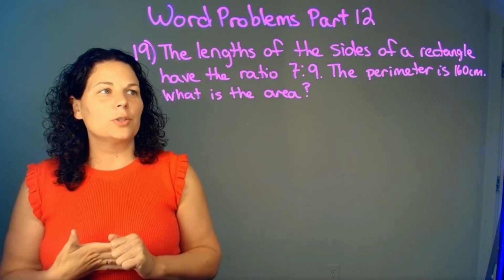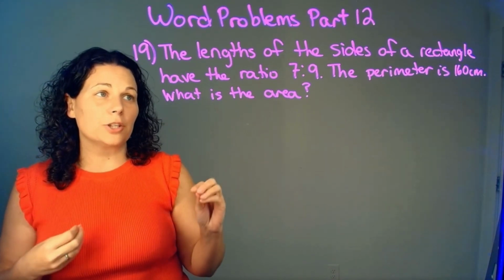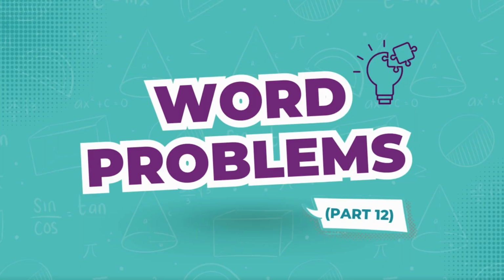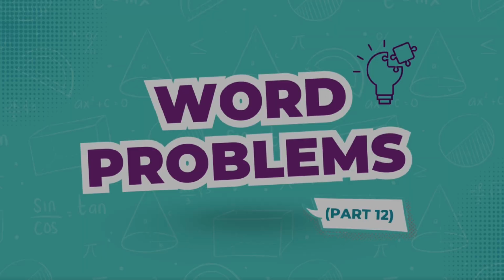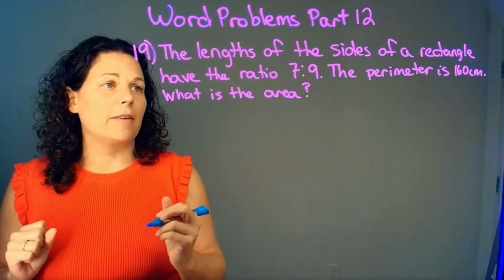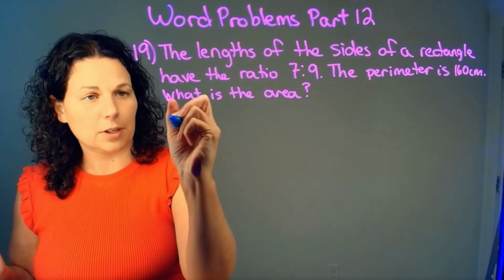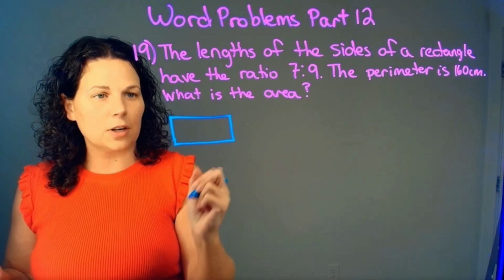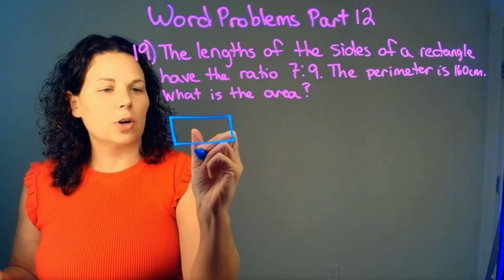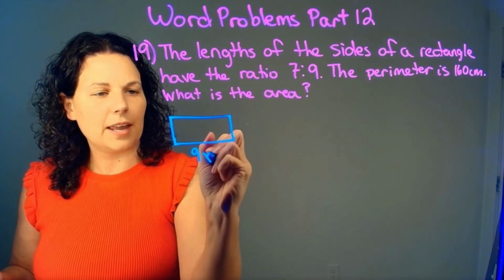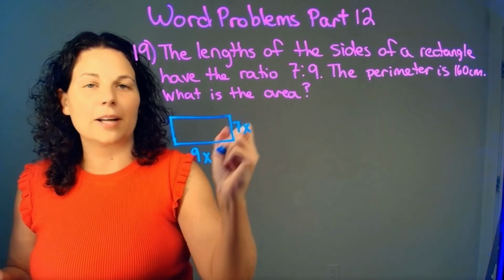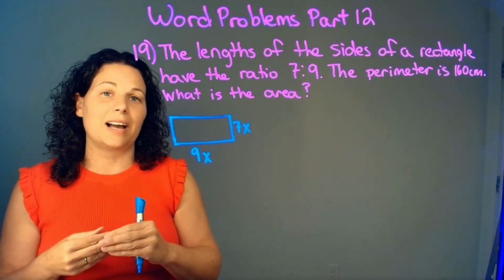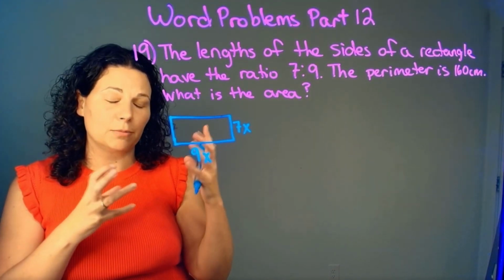In this video, we're doing more ratio problems with perimeter. The lengths of the sides of a rectangle have a ratio of 7 to 9. I'm going to go ahead and draw that. Here's my rectangle. And we learned in the last video that when we have a ratio, we stick an x after each one of them. That way, no matter what I multiply, my numbers will still have the right ratio.